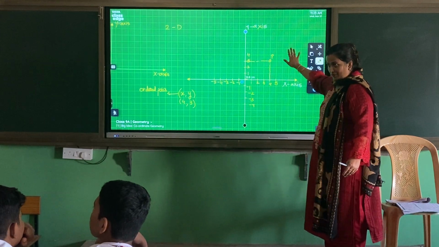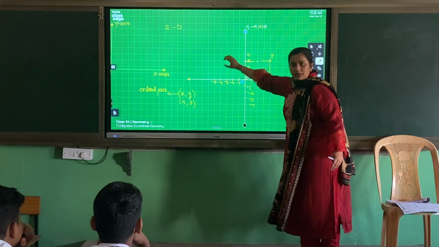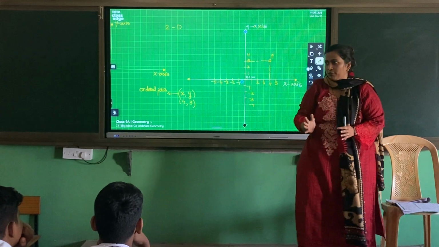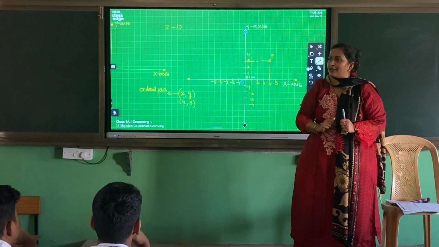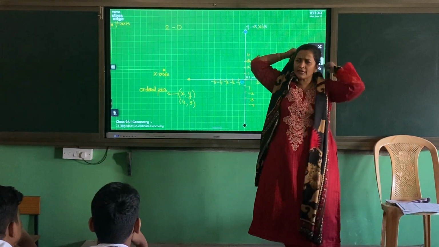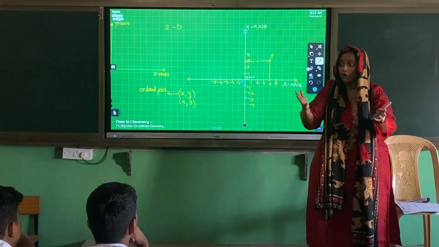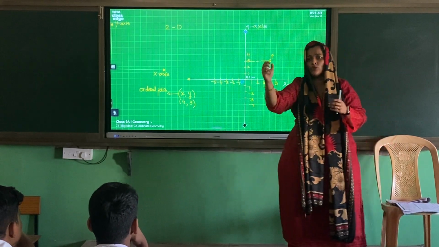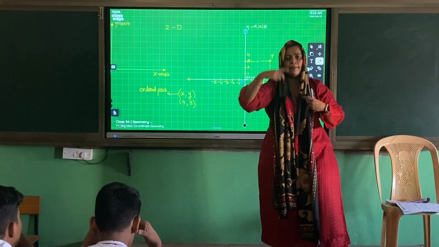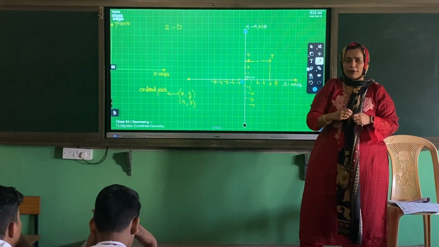This is the first one, the second one, the third one, the fourth one. But there is a special name: quadrants. Exactly. So now we are going to work on quadrants. This is a very nice new topic about the quadrants. Quadrants means sections. Why has it been named quadrants?